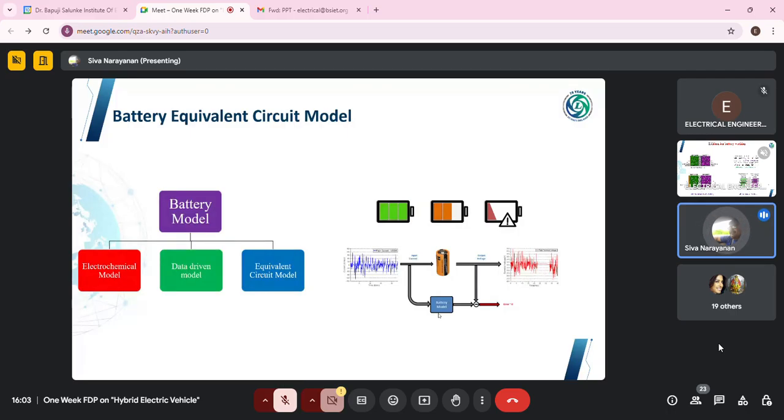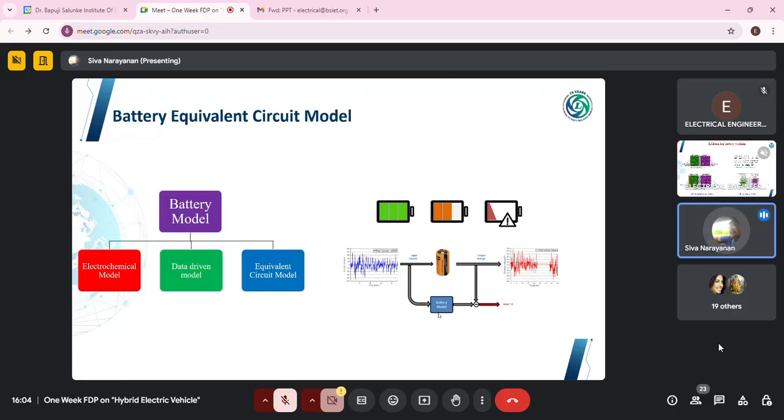So what is the fundamental difference? In the electrochemical model, the battery model will be a mathematical model with equations, and those equations will be higher order differential equations formed by combining all the electrochemical properties like the electrode's diameter and specific resistivity, something related to chemistry. When you use that model, it is highly challenging to compute it with the help of the microcontroller which we have in the electric vehicle.